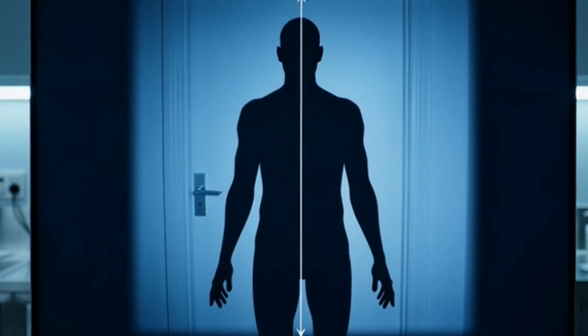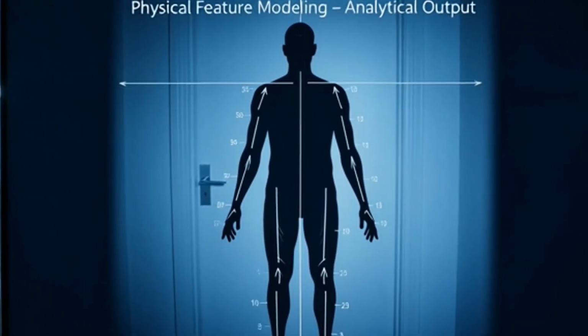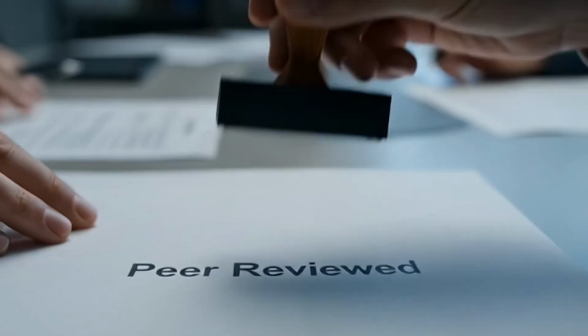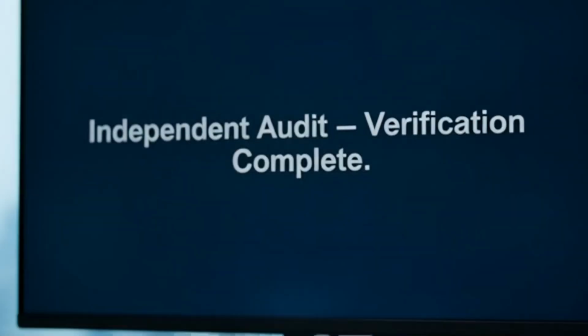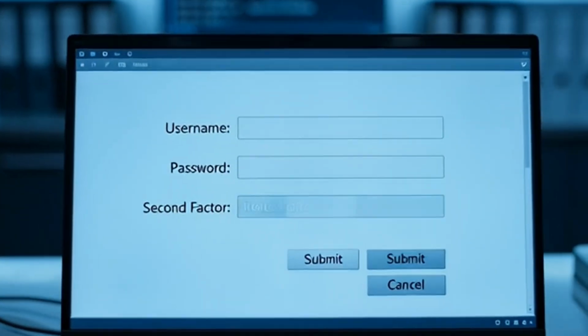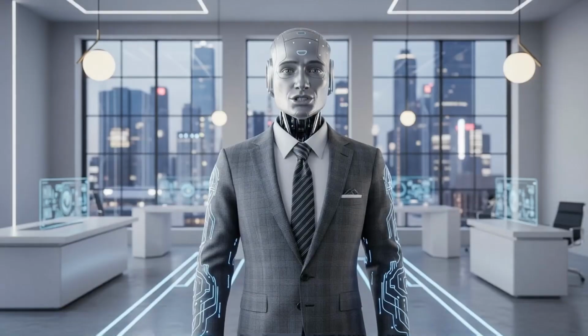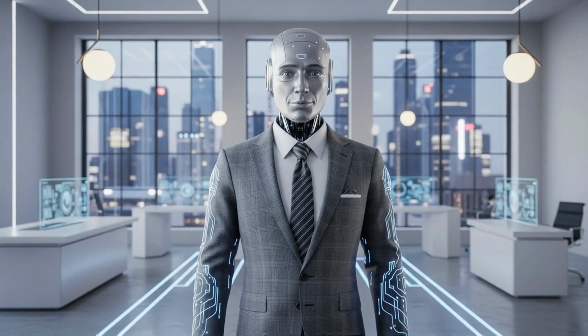AI's ability to analyze physical characteristics from imagery is powerful, but power requires oversight. Independent validation, peer review of forensic methods, and strict procedural safeguards are critical to ensure responsible use. AI should assist justice, not compromise it.